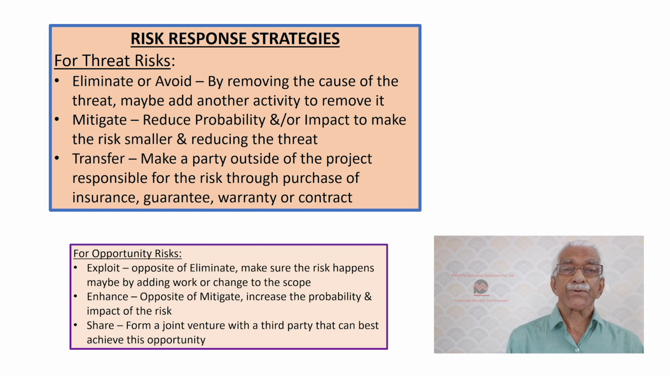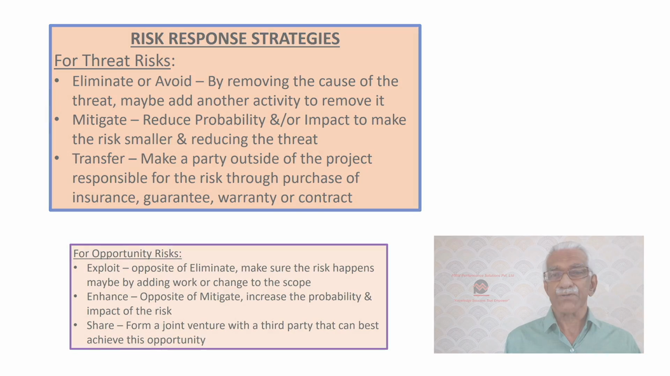Now, under opportunities, which are positive risks, the strategies are exploit, try to make the risks happen, just the opposite of eliminate. Enhance, which is the opposite of mitigate, that is, increase the probability and impact of that risk so that it can happen because it's going to benefit you. And finally, share. Let's create a joint venture with a third party to handle that risk. So these are the options available under threats and opportunities.